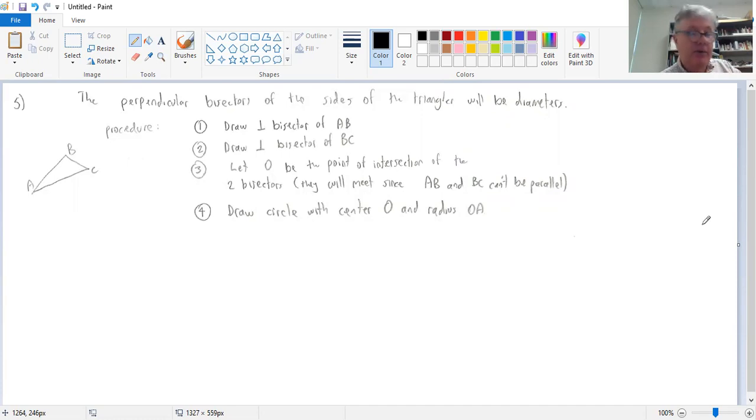Okay, and so in this situation here, we just go zhunk, zhunk, and maybe we also go zhunk. We can do it for all 3, but we only need it for 2, right? Because where the 2 diameters meet, that's going to be the center of your circle. And then all you've got to do is get out your trusty compass, put it on O, put the moving part at A, and it's going to go through A, B, and C. And there is your circle.